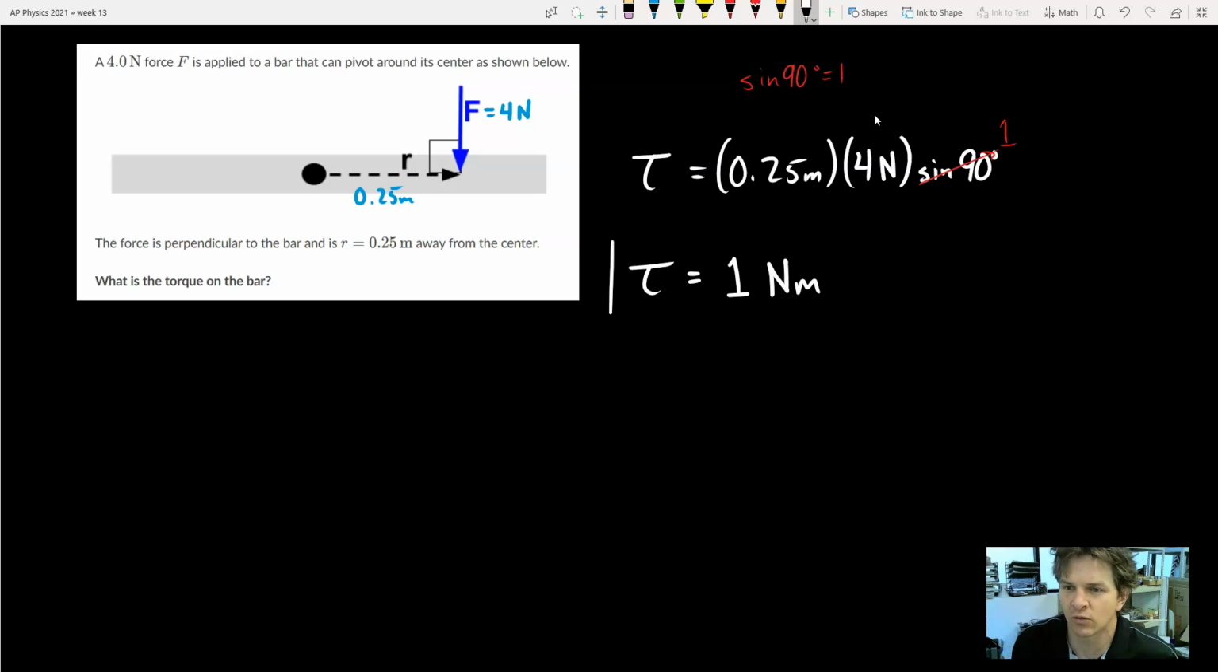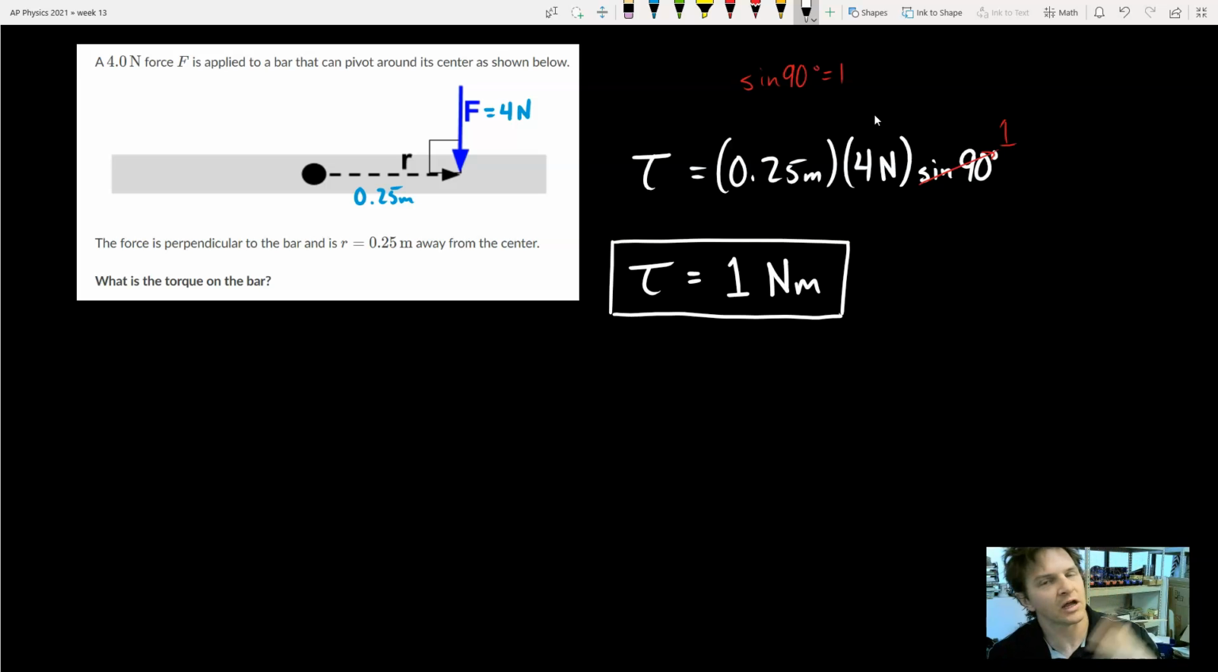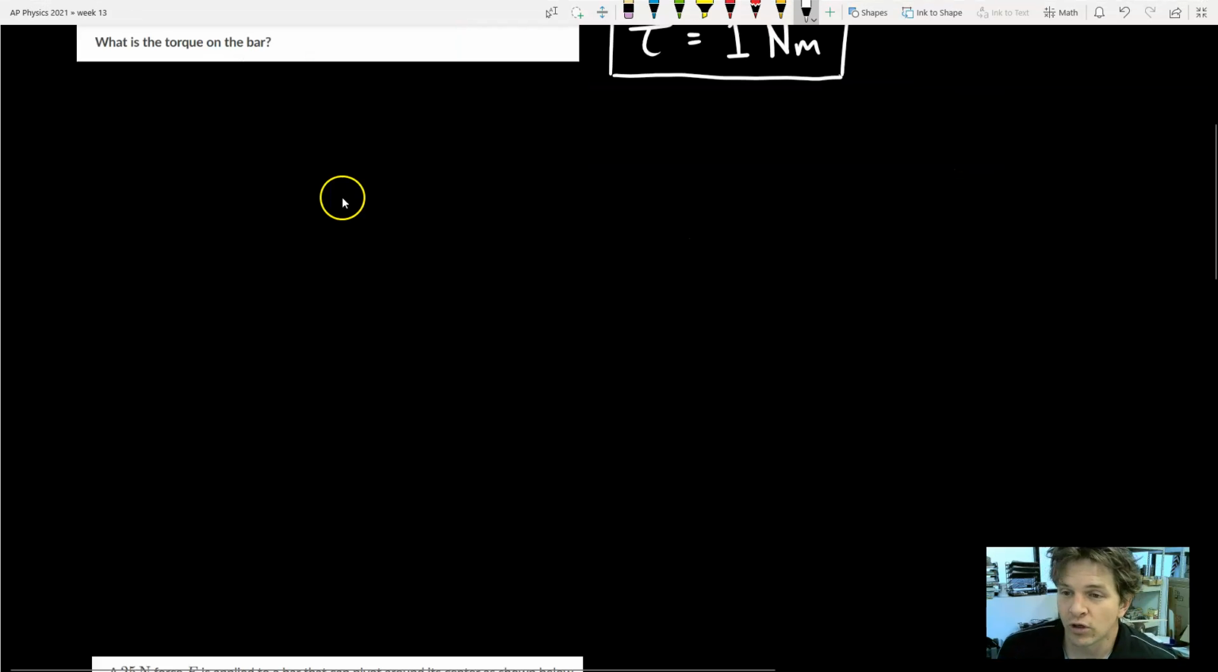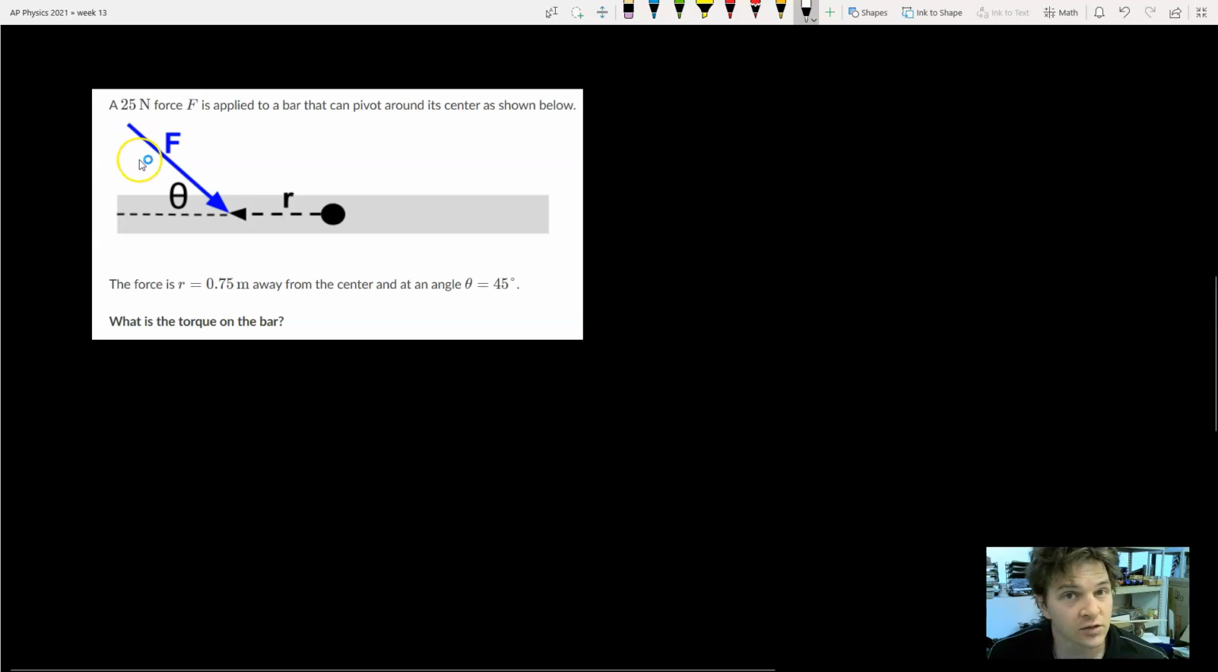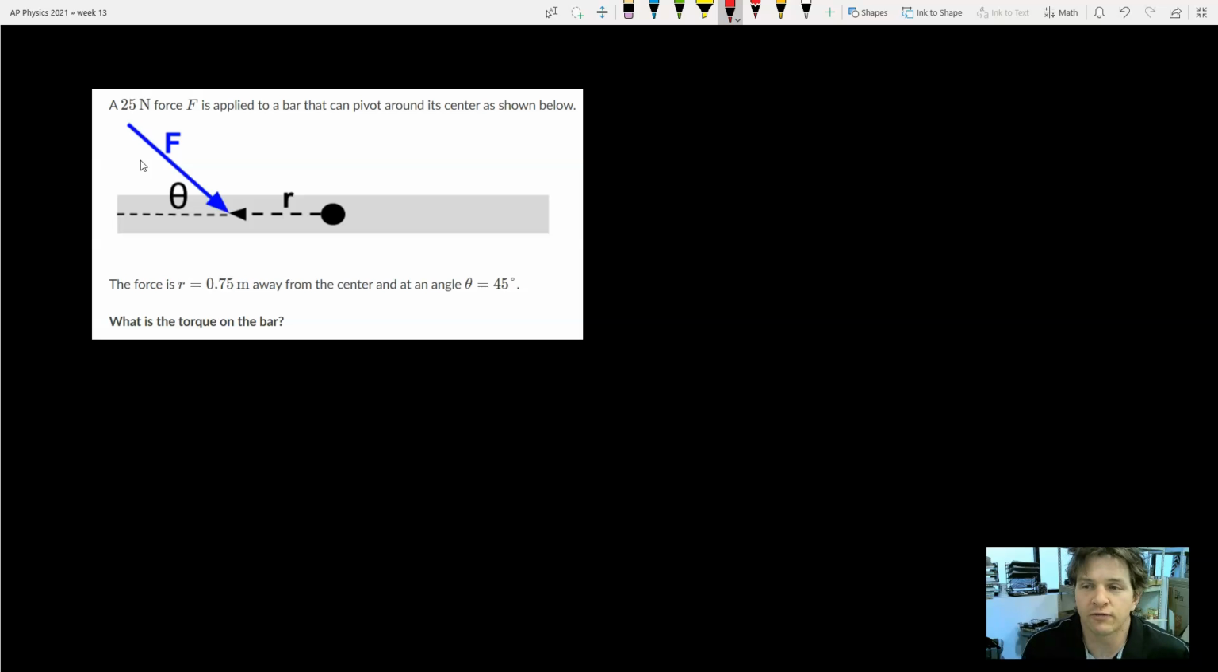And some of you might be saying, oh, that looks like work from energy. Same units, different type of thing, because now we're talking about rotational motion. So yeah, that's how it's done. Really, the only thing that's going to be weird with some of these is, like in this problem, the angle changes a little bit. So on this one, we have a 25 Newton force.